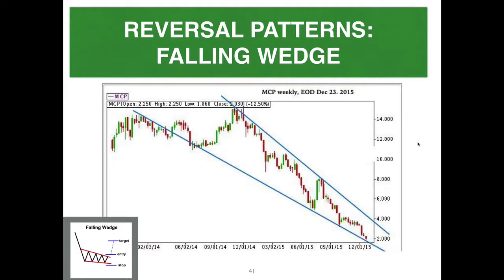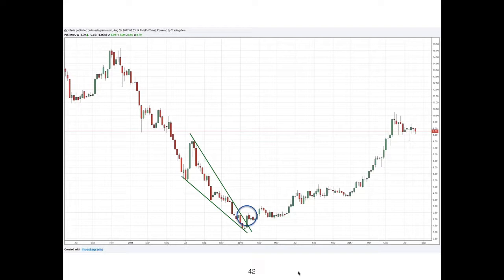So the next reversal pattern is the falling wedge. This is the chart for MRP back in 2015. It starts wide at the top and forms a cone that slopes down and converges at the end. So this was the falling wedge for MRP. And this was the breakout point.